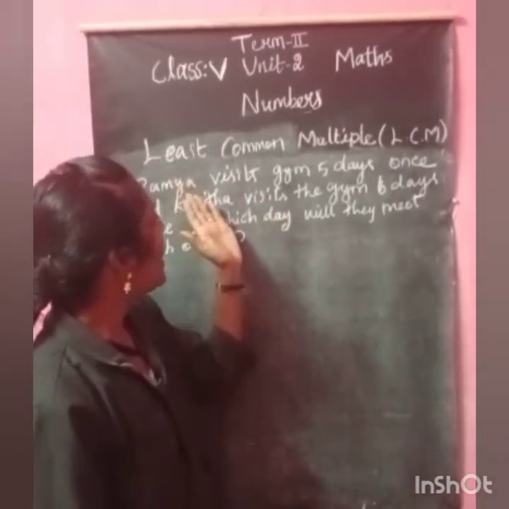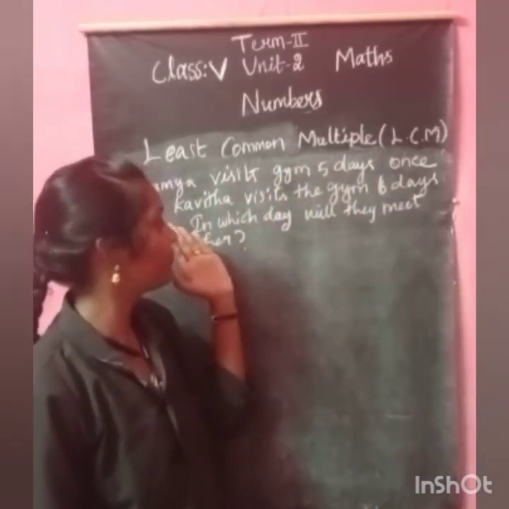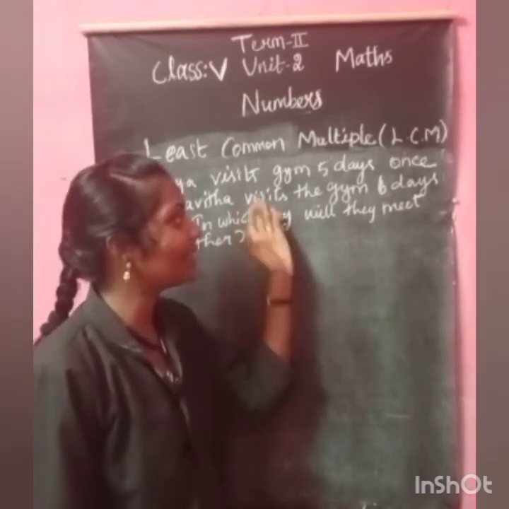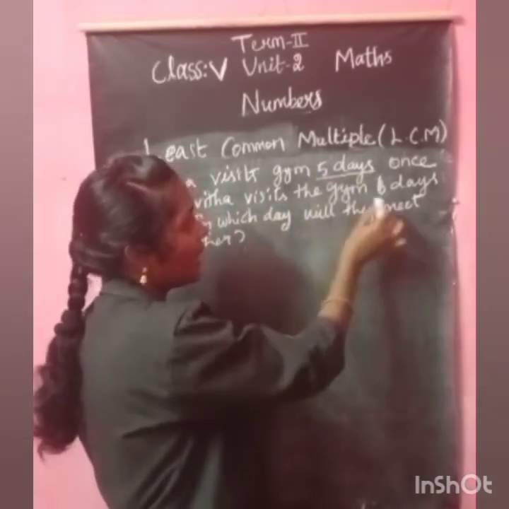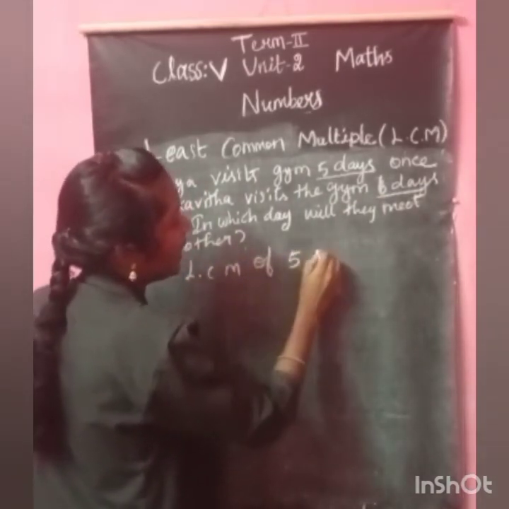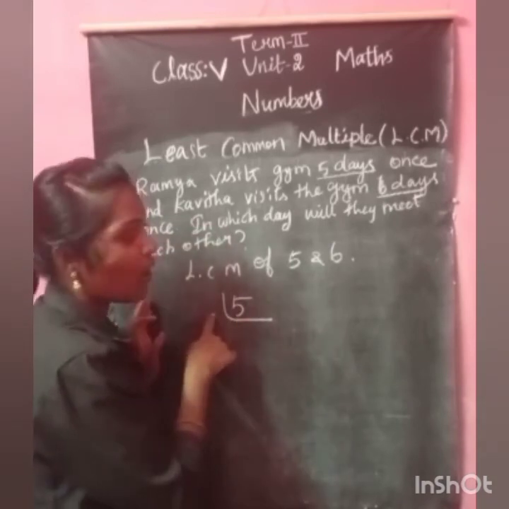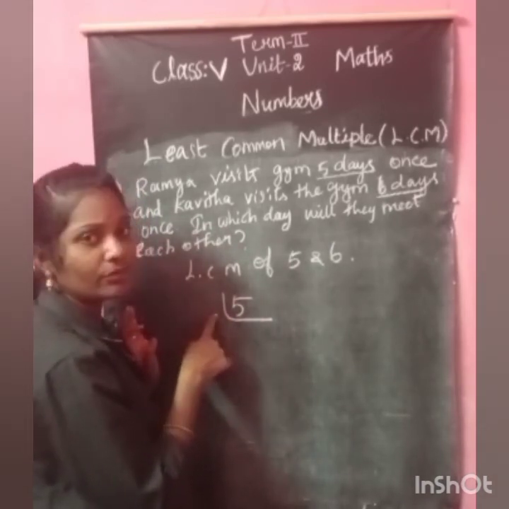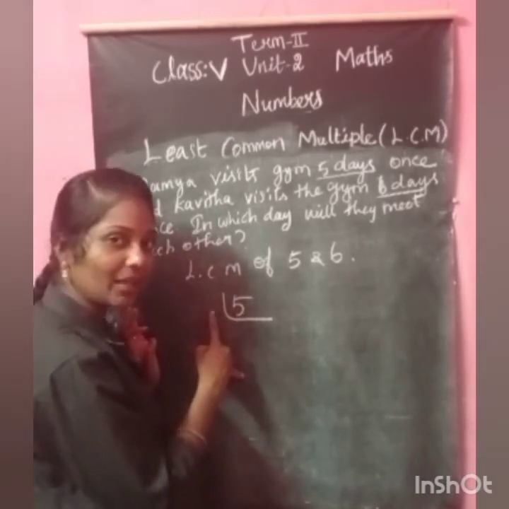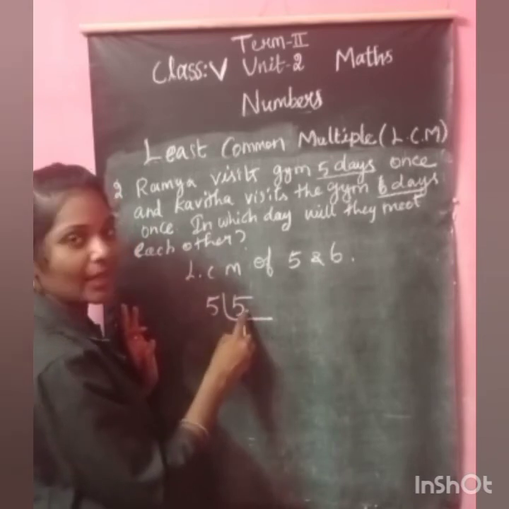Next, a sum, children. Ramya visits the gym once in 5 days and Kavita visits the gym once in 6 days. On which day will they meet each other? So find the LCM of 5 and 6. Take 5. Smallest prime number 2. Is 5 divisible by 2? No. Next 3. Is 5 divisible by 3? No. Next 5. So 5 divided by 5 is 1. So 1 five is 5.